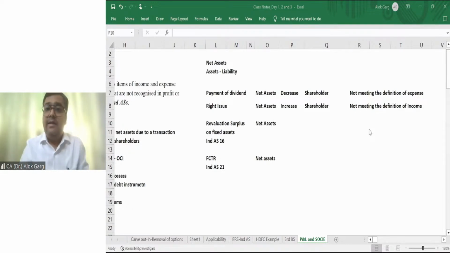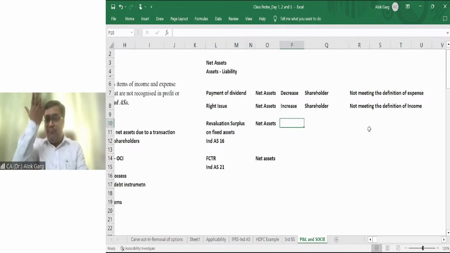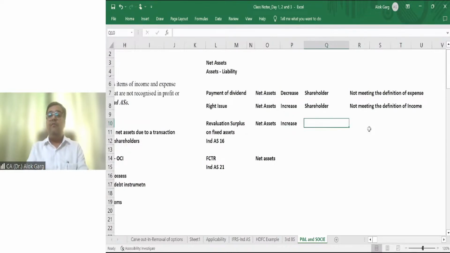Is that clear? So other comprehensive income includes losses as well. Negative income means losses. Friends, revaluation surplus on fixed asset. The company has done the revaluation of fixed asset, and with this, net assets will increase or decrease. Let's say there is an upward revaluation, so net assets has increased. Of course, increase.